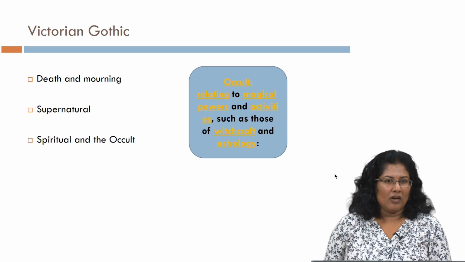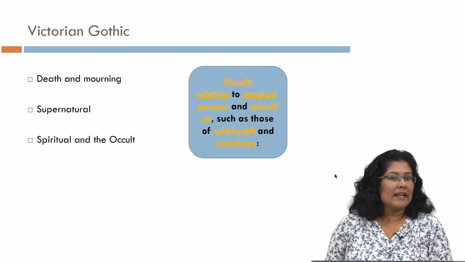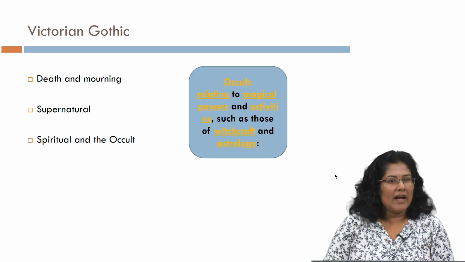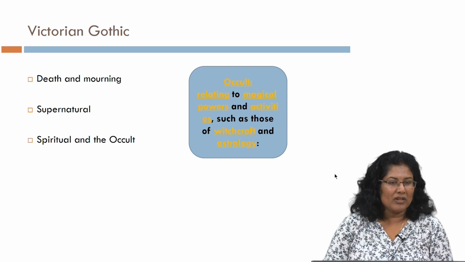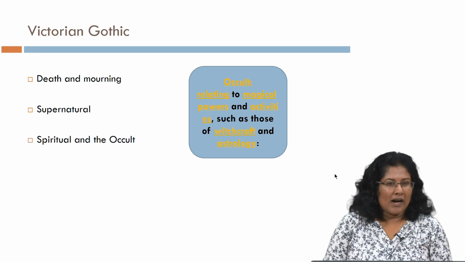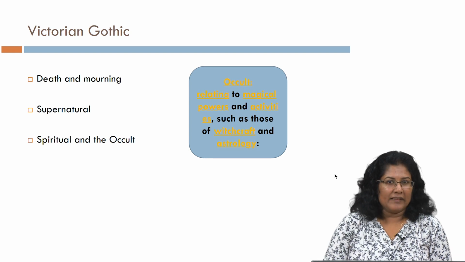The Victorian Gothic narratives were obsessed with details about death and mourning, and the Victorian Gothic is also related to an association with the supernatural. So, these narratives also have suggestions of the supernatural, just as the classic Gothic narrative would. And there are references to the spiritual, or suggestions of the presence of the spiritual and the occult in Victorian Gothic narratives.